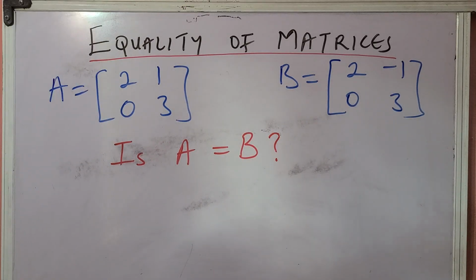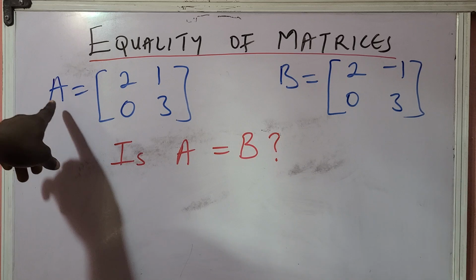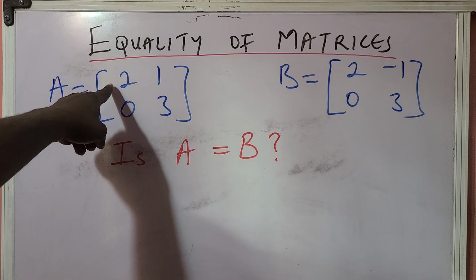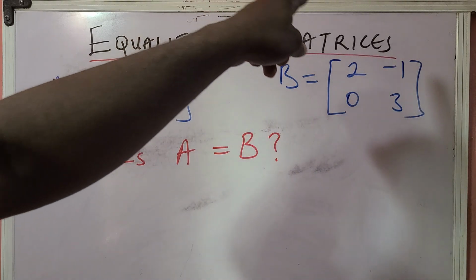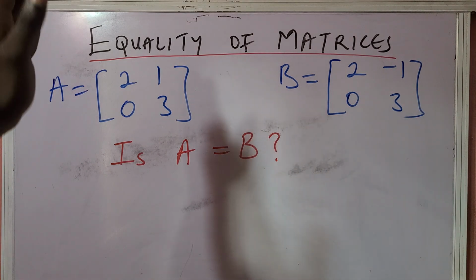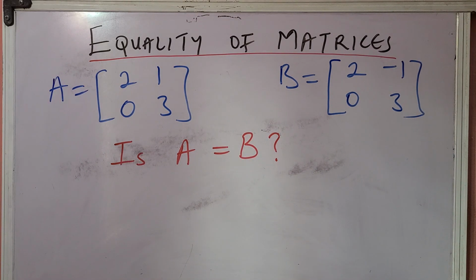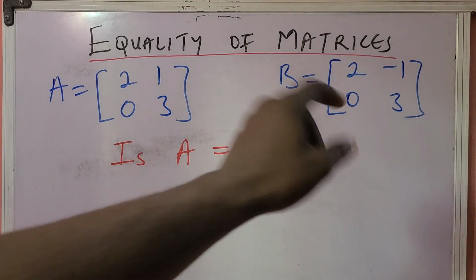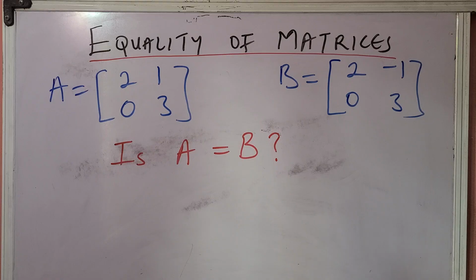For you to decide that a matrix A is equal to a matrix B, it must be that row 1, column 1 of matrix A is equal to row 1, column 1 of matrix B. And the same goes for every other element. So row 2, column 2 must also be equal to row 2, column 2. Anything apart from that, you will not call those two matrices equal.